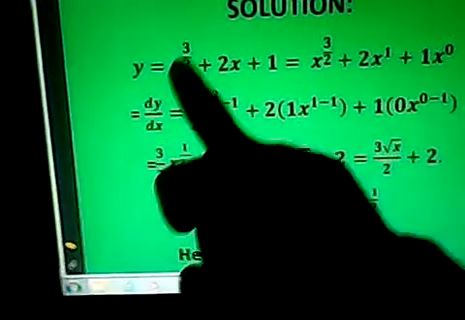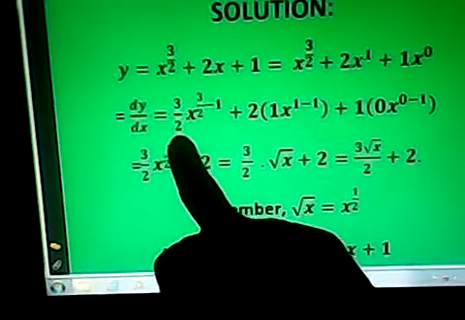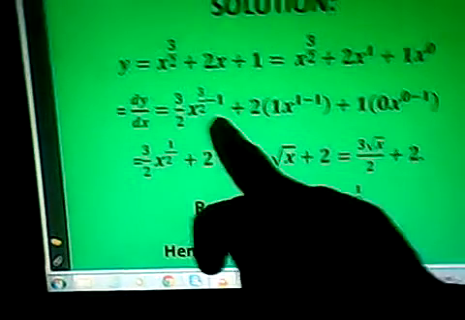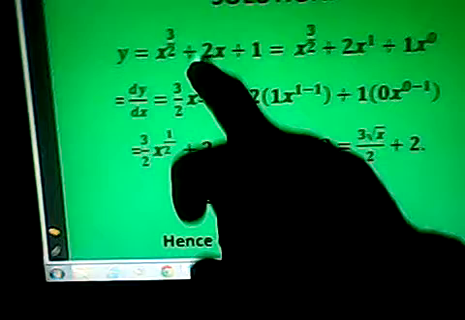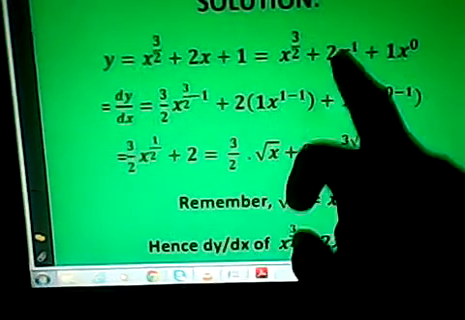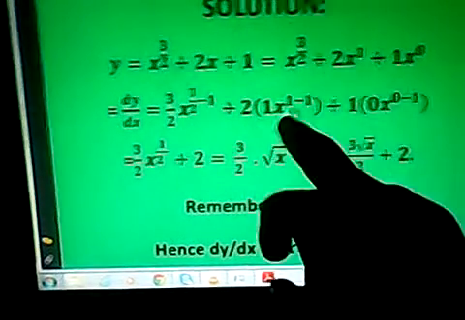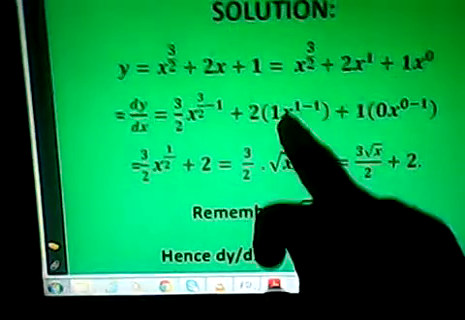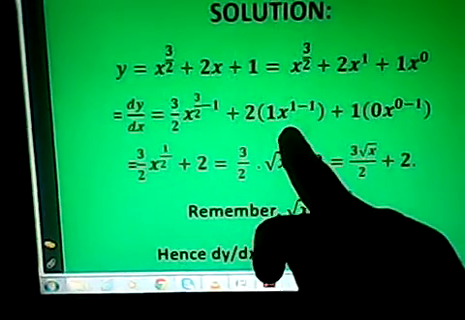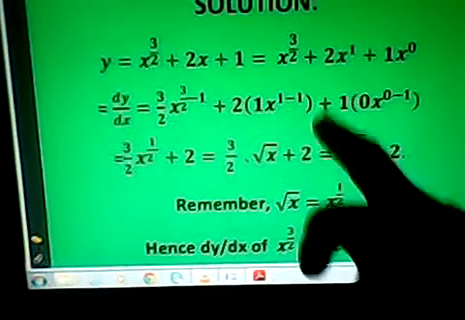Now, x to the power 3 over 2 has become this. So this power will come forward, and then x will now be 3 over 2 minus 1. That's the power of the x there. You know that the new power is equal to the old power minus 1. Then plus these 2 here come out of the bracket. Then we'll put the derivative of x raised to the power 1 in the bracket. That's 1x raised to the power 1 minus 1. This 1 comes forward, and then 1 minus 1 is 0. So that is x raised to the power 0 here. This 0 will nullify everything, and this turns to 0 because it's a constant.